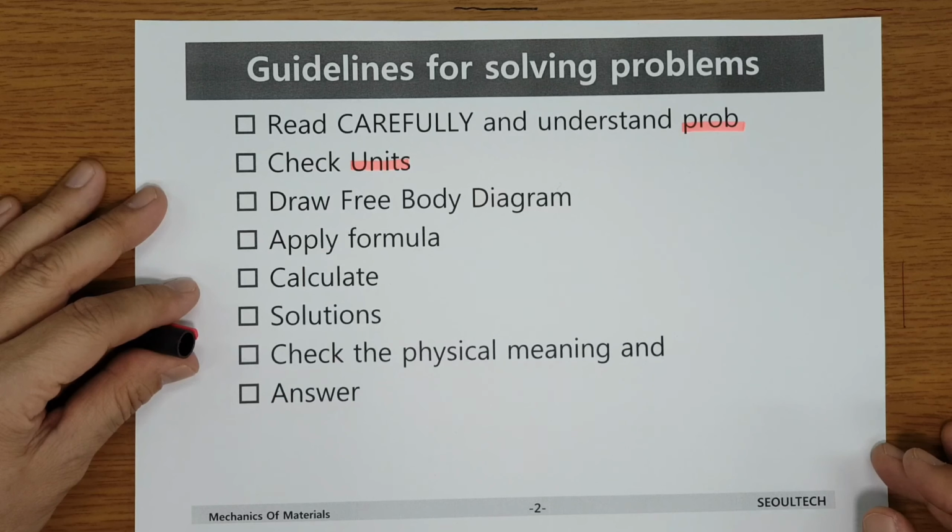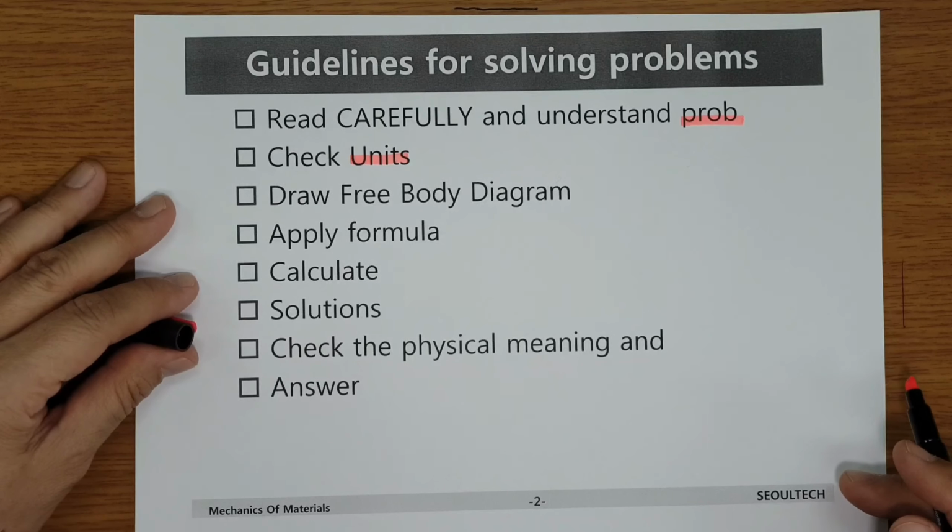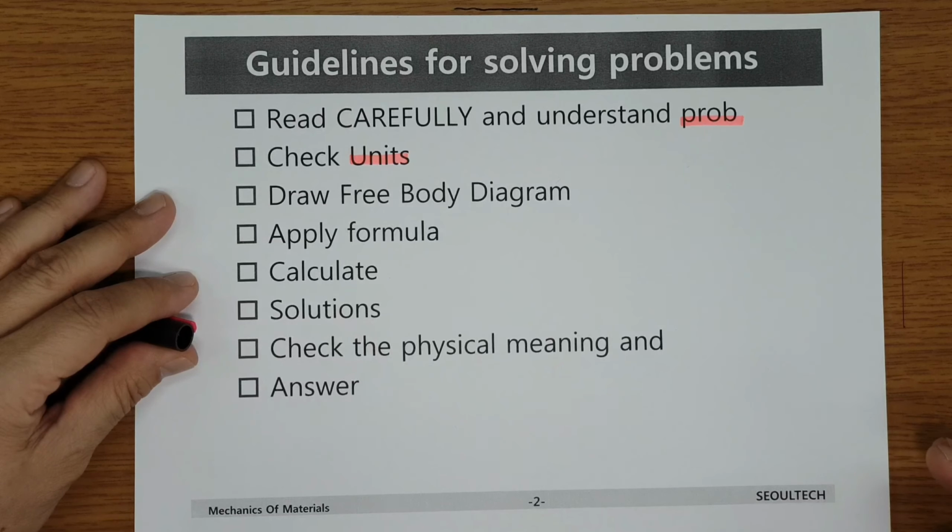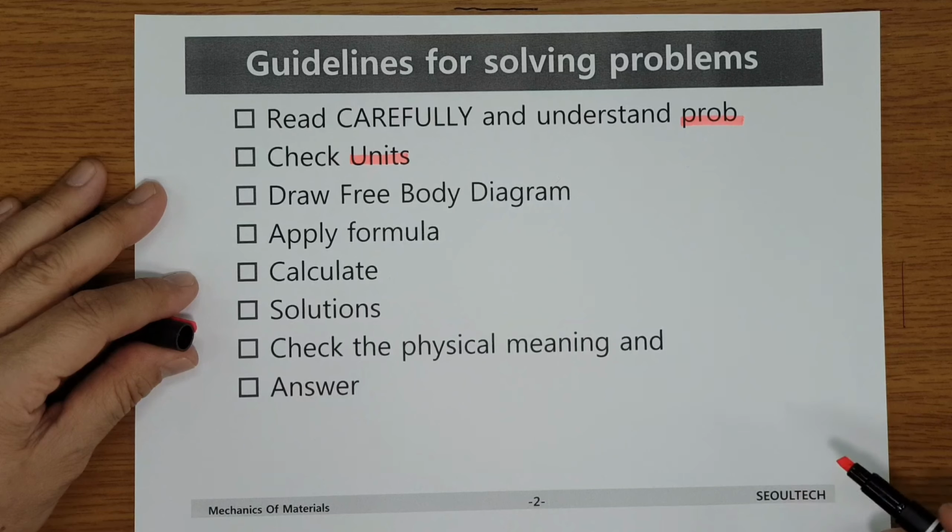Next, drawing a free body diagram is very important. If we have a proper free body diagram, maybe problem solving is very easy. Or someone says the problem-solving process is how to draw the free body diagram. That's the way of solving problems easily. How can you have intuition about the free body diagram?